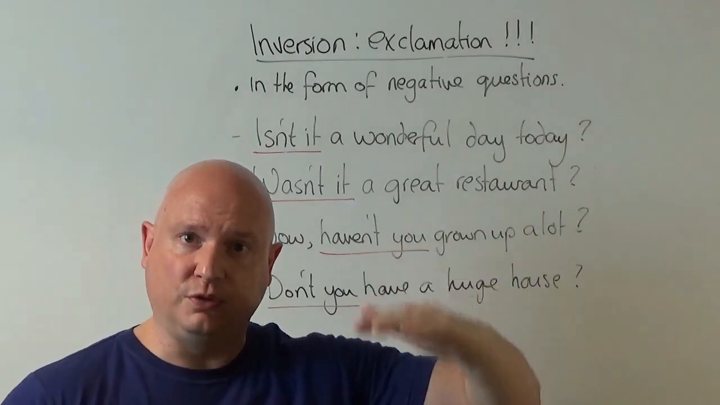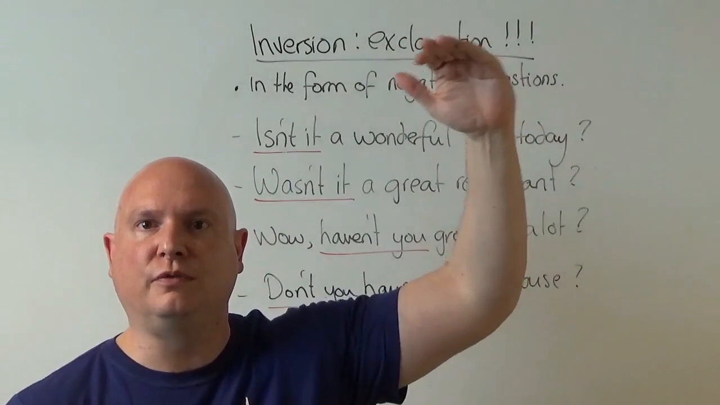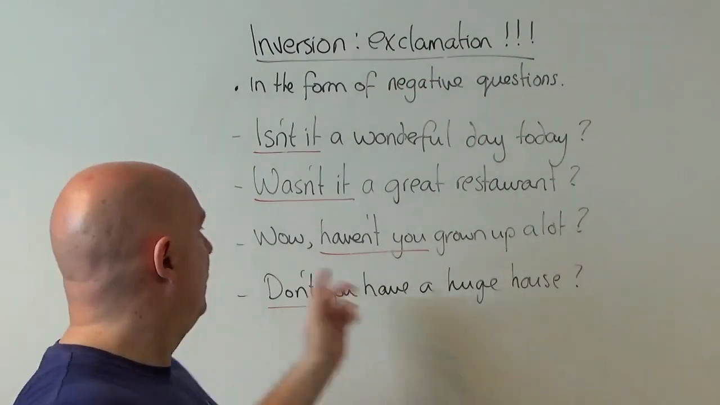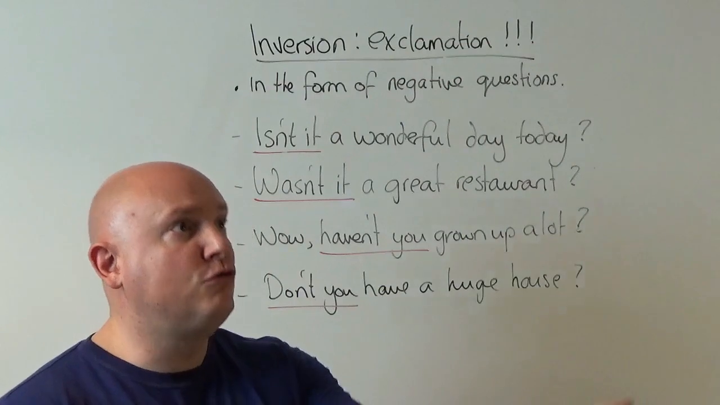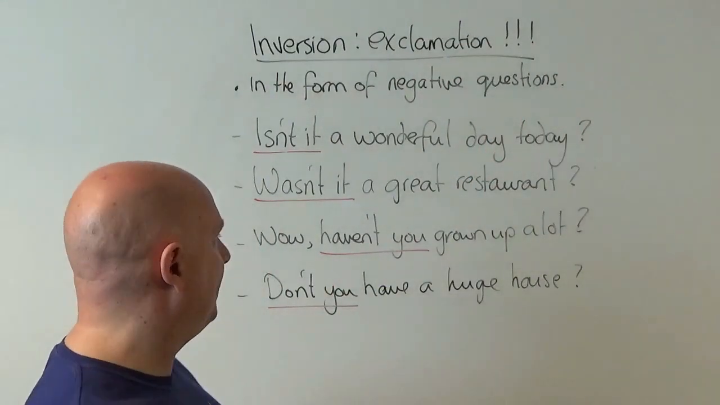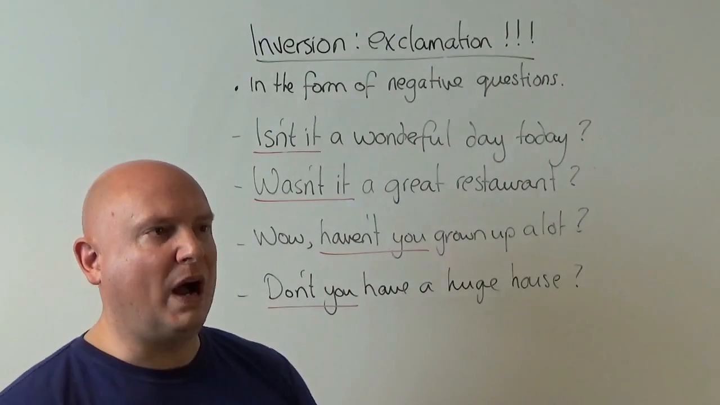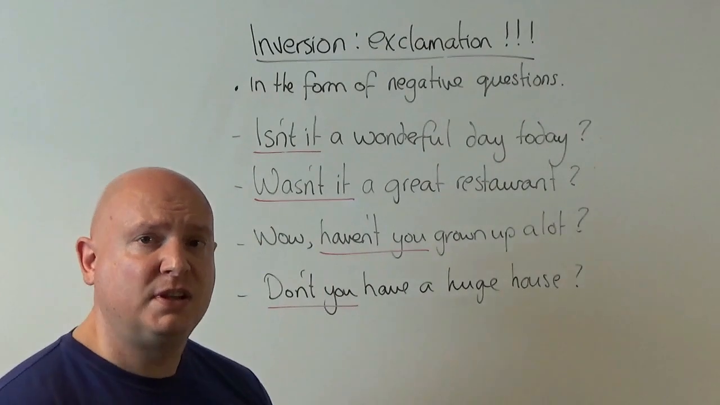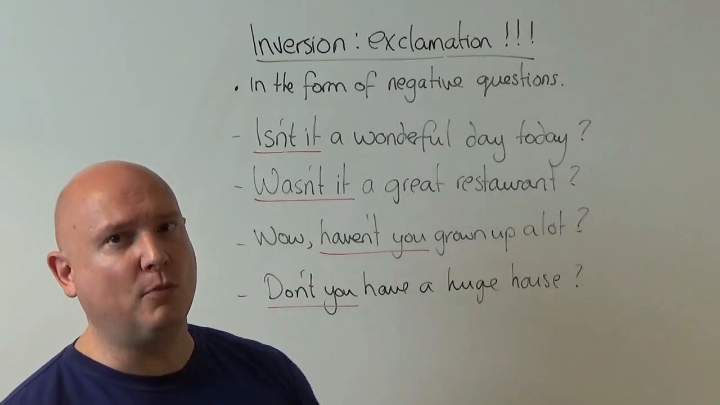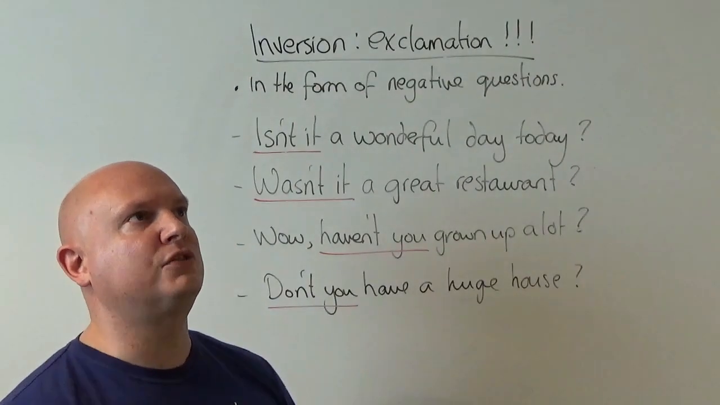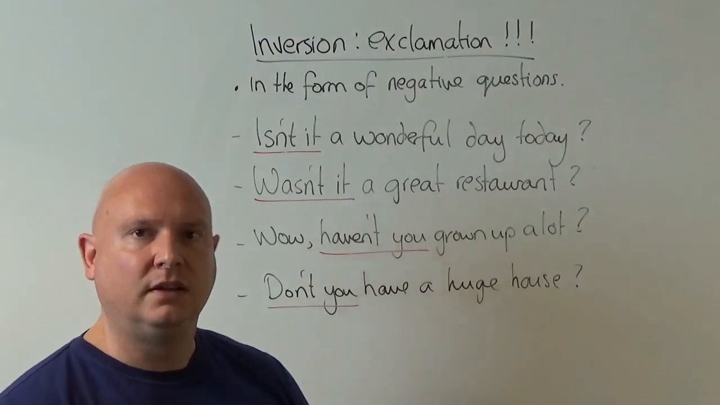Last time she was tiny, now she's a really sort of grown-up girl. I can add emphasis by inversion. Wow, haven't you grown up a lot? Unbelievable. The last one, I can say, wow, you have a huge house. Again, fine, correct English. Inversion makes it that little bit more colourful. Wow, don't you have a huge house? Good Lord, amazing. See how it works?